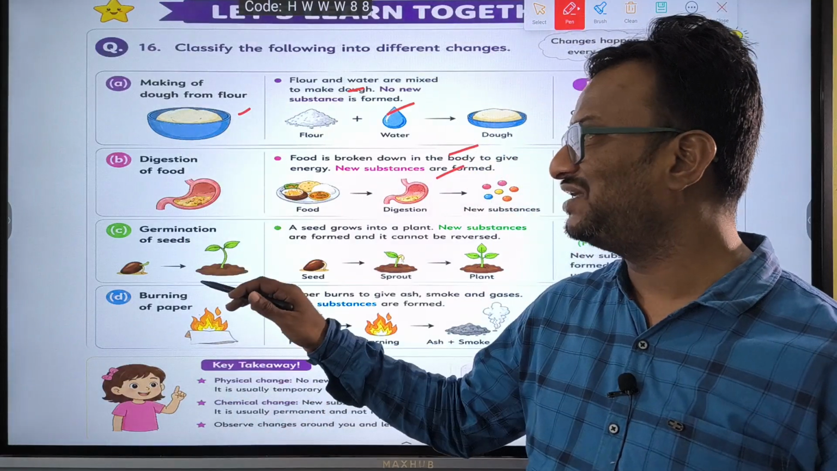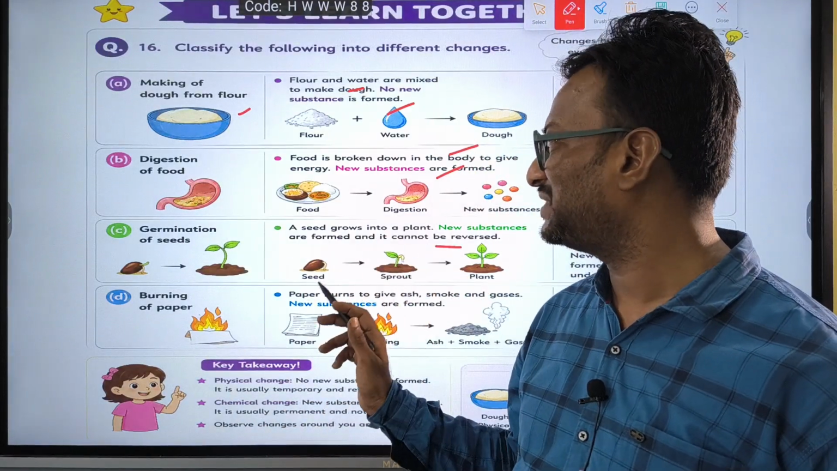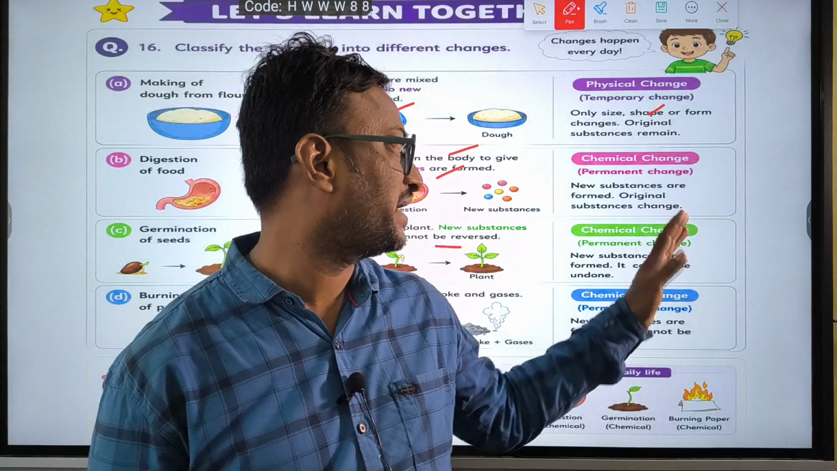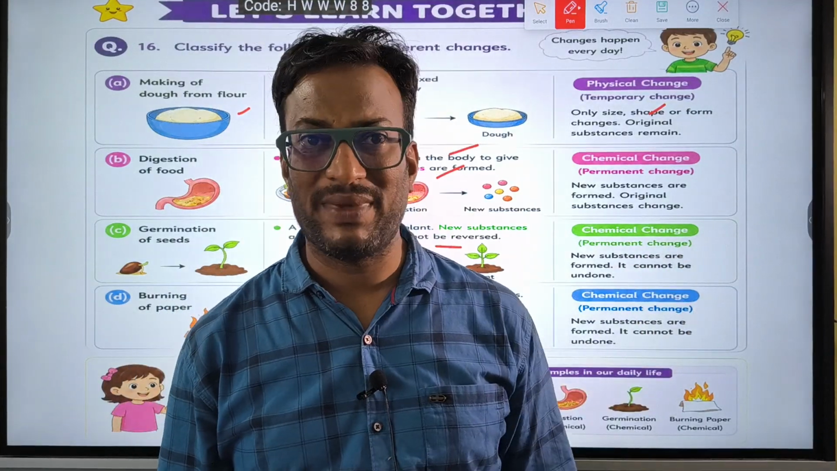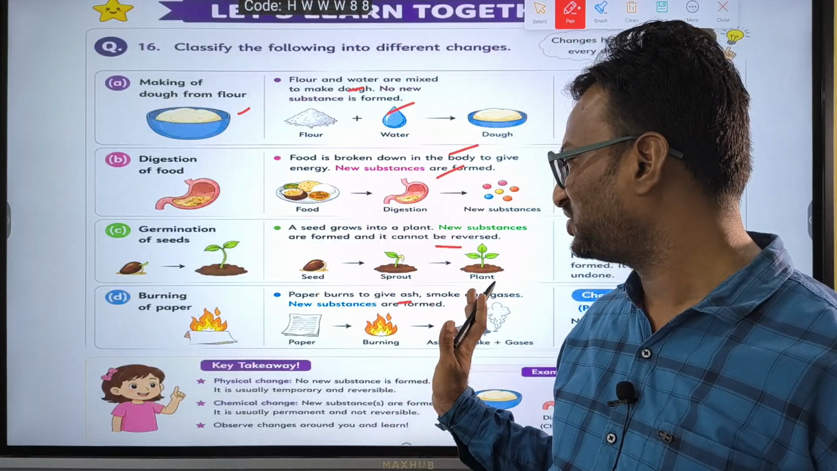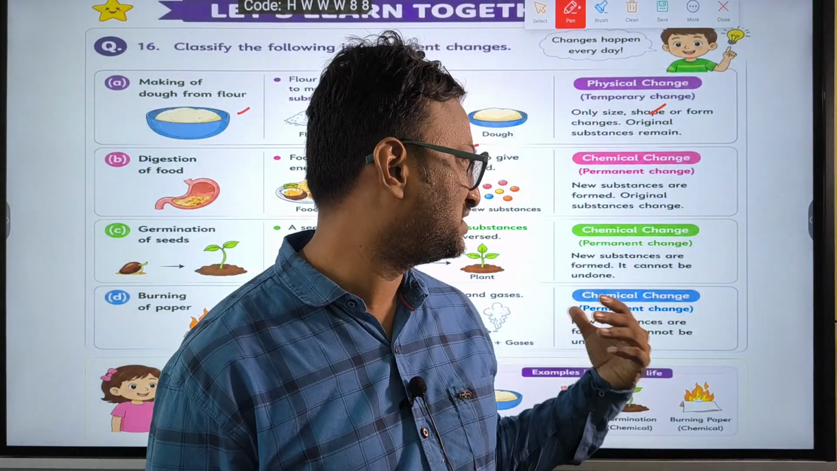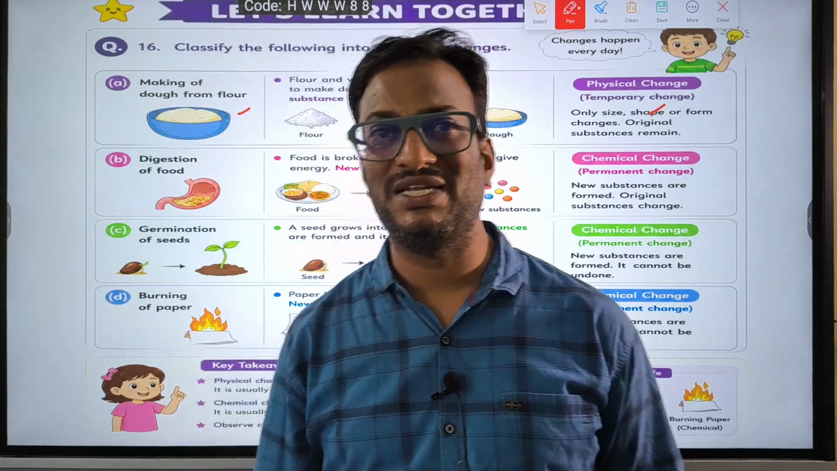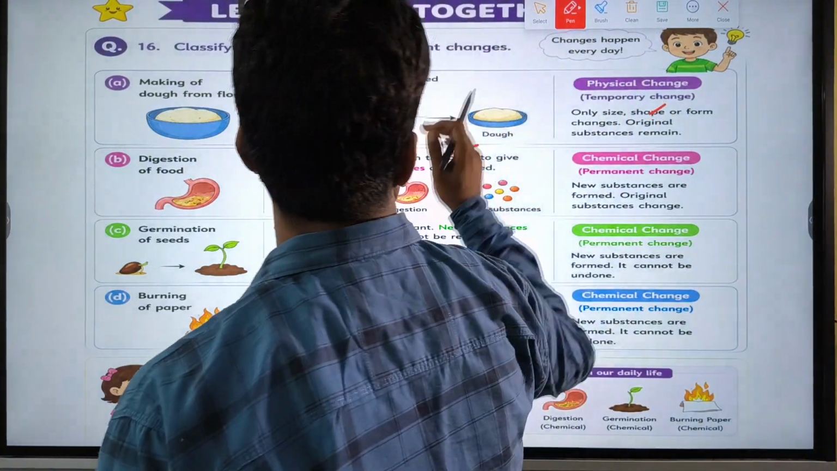Germination of seed. A seed grows into a plant. So a new substance is formed here. So it is also a chemical change and a permanent change. Next, burning of paper. Paper burns to produce ash, smoke and gases. New substance is formed. It is a permanent change and a chemical change.